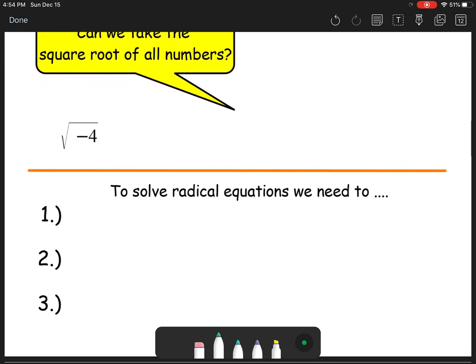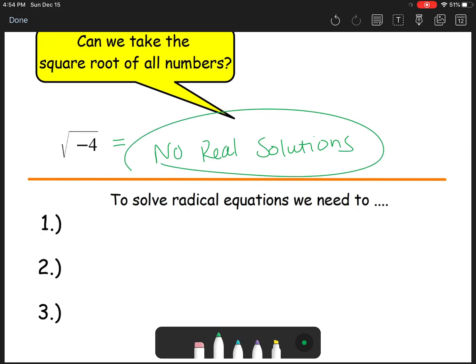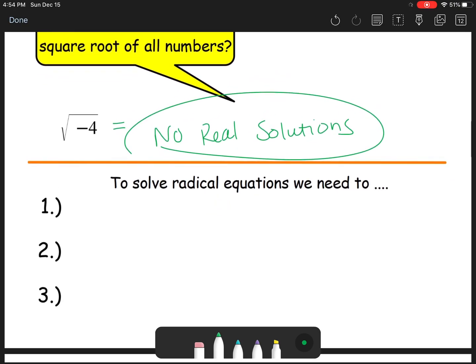So can we take the square root of all numbers? No, we actually can't. And so when we're looking at something like the square root of negative 4, we can't find that in our real number system. So when we have something like that, we would say we have no real solutions, because again, we're working in the real number system and we are not equipped to solve that at this point in time. So that's all the groundwork you need.